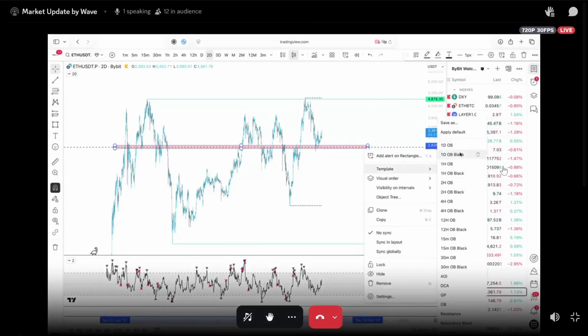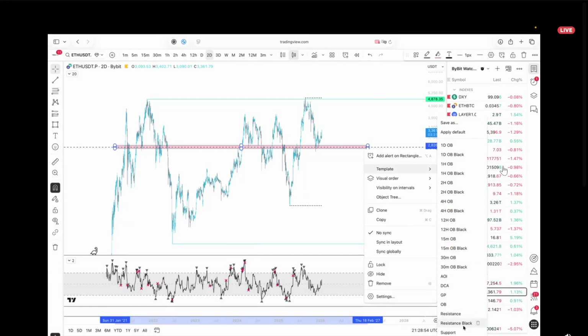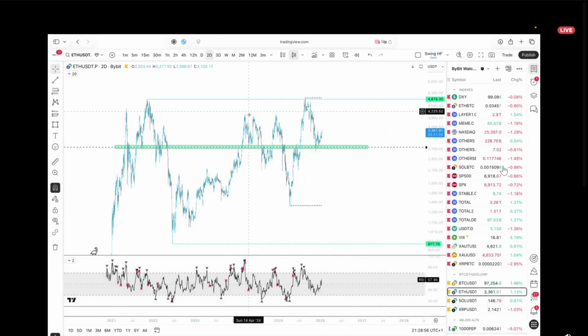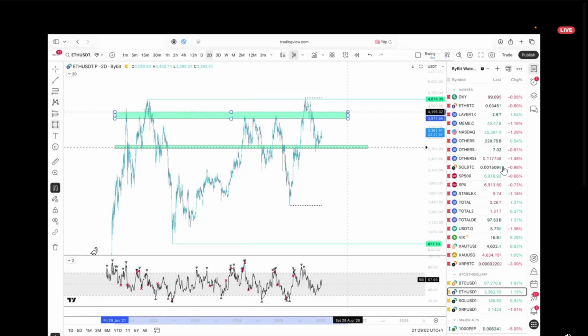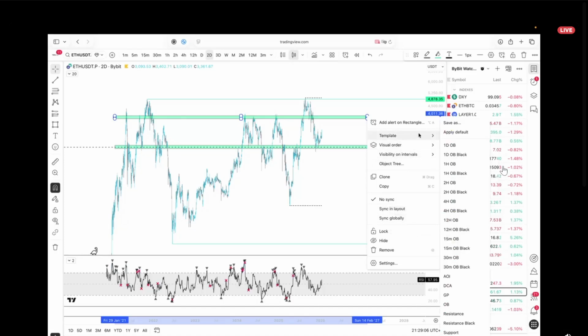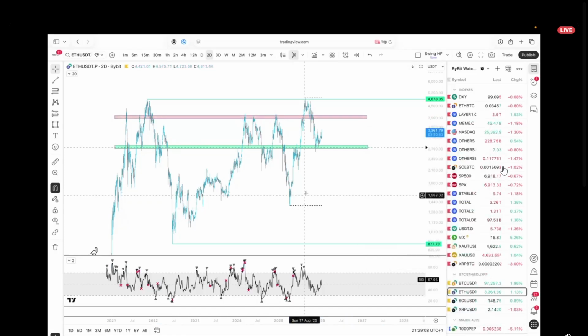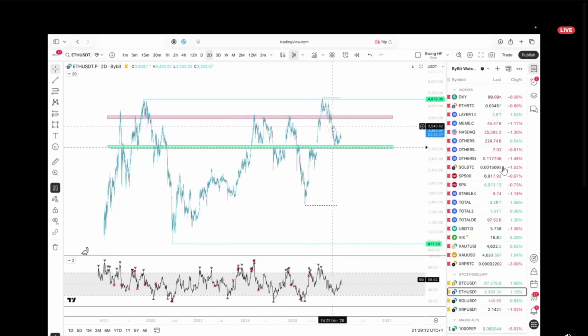Okay, so this is the main support at the moment. Where is it? Here. Okay, then we have this important area. This one. And in this case here, we have a resistance. Okay. What else do we have here?